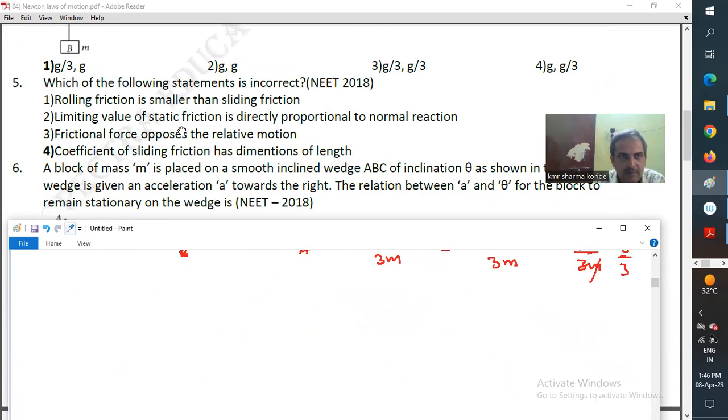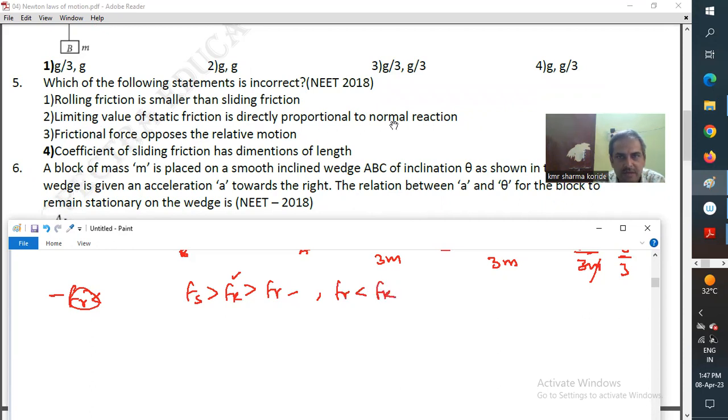Question number 5. Which of the following statements is incorrect? Rolling friction is smaller than sliding friction or kinetic friction. Yes, rolling friction is smaller than kinetic friction. The theory point is that static friction is greater than kinetic friction or sliding friction, which is greater than rolling friction. So rolling friction is smaller than kinetic friction, and this statement is okay.